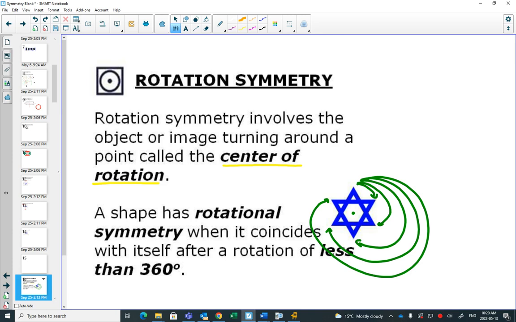Yes, you do have to write some spots in your notes. So you have to write, a shape has rotational symmetry when it coincides with itself after a rotation of less than 360 degrees. If the only way it can be symmetrical is by turning it 360 degrees and matching up with itself, we don't really say it has rotational symmetry.